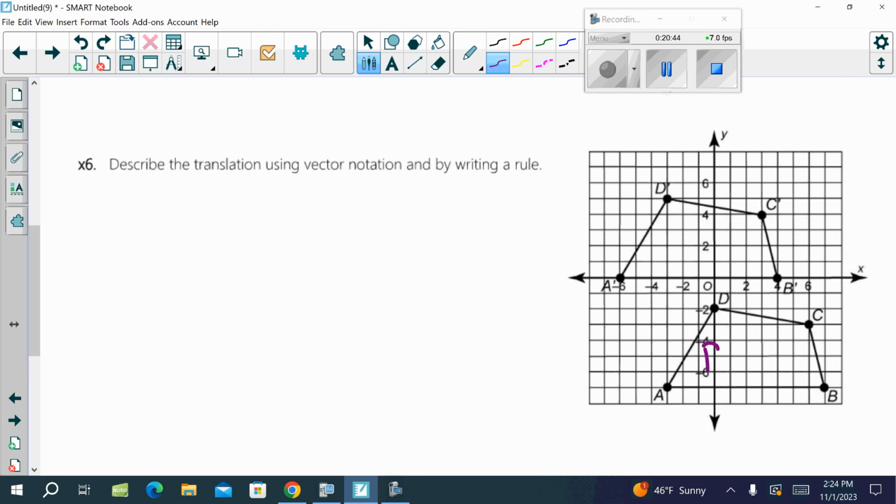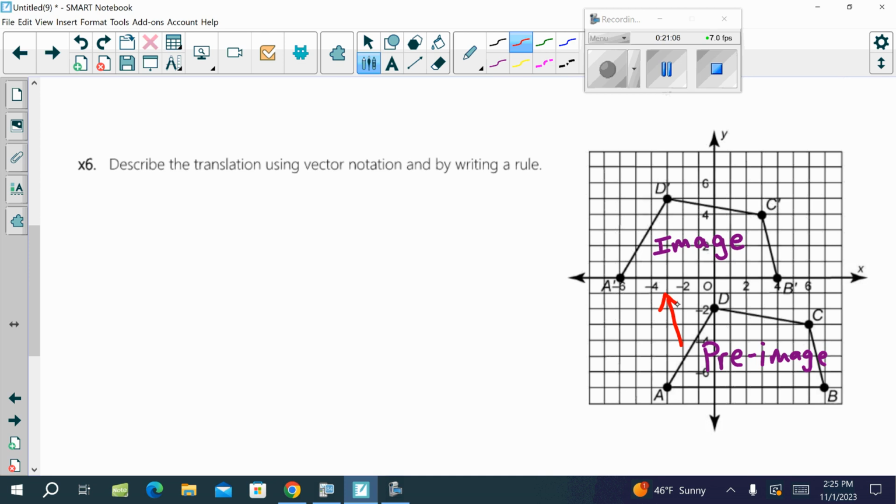Good. This one's our pre-image because it doesn't have primes. So this is where we start. And this one's the image. So we are going from here to there.